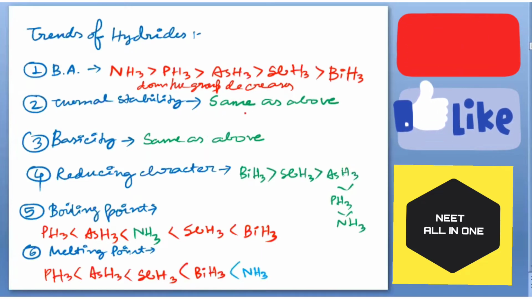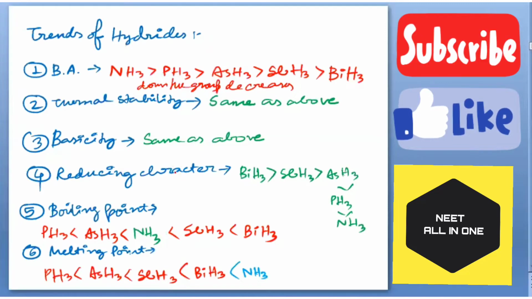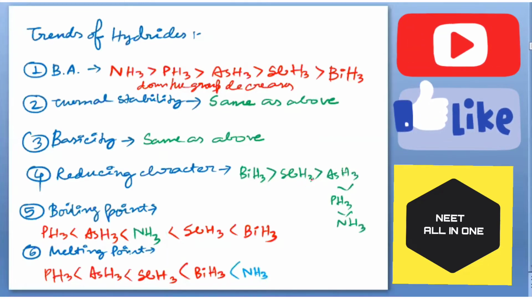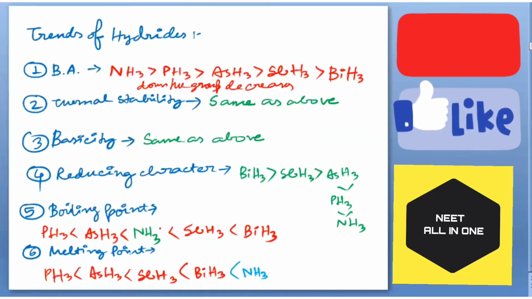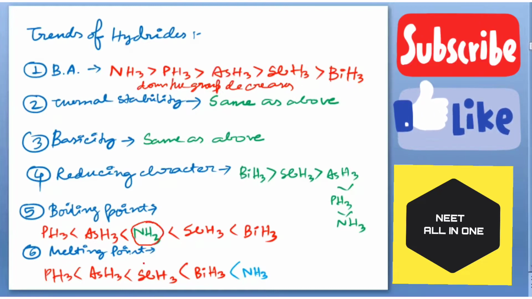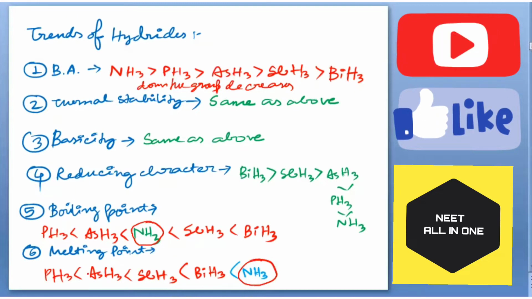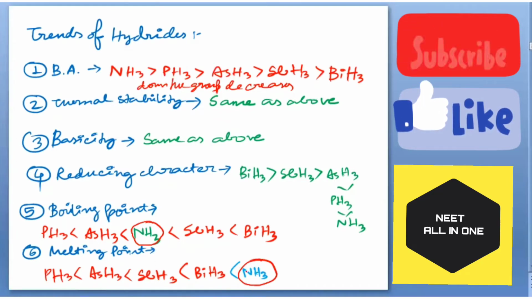Then thermal stability also decreases down the group, and basicity also decreases down the group. But in case of reducing character, it increases down the group. That is why BiH3 greater than SbH3 greater than AsH3 greater than PH3 greater than NH3. Then boiling point also increases down the group, but there is a variation. That is BiH3 greater than SbH3, but NH3 comes in between them, and then AsH3 and PH3. Melting point also increases down the group, but NH3 has the highest melting point of the five. All the rest of the four increase down the group in melting point, but only NH3 is the exception.